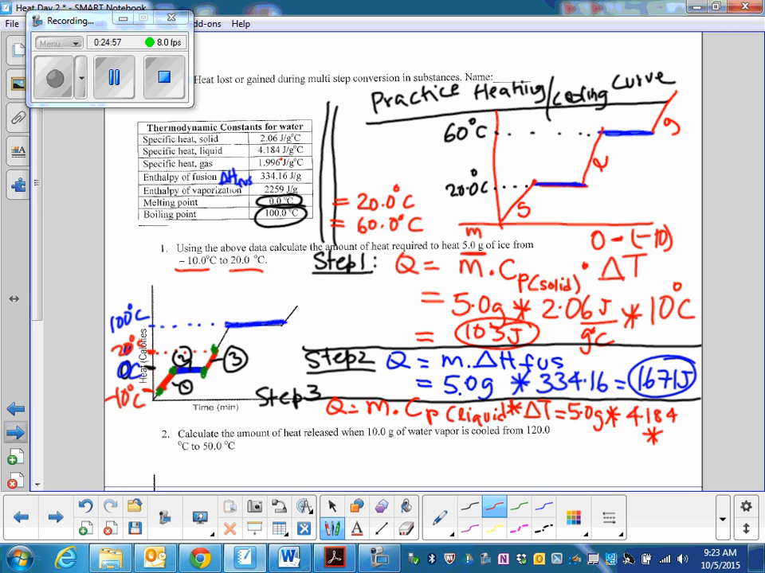Let's stop and think about delta T. Step 3. Where did it start? What temperature did it start? 0, not -10. It started at 0, and what did it end at? 20. So what is your change in temperature? 20 minus 0, which is 20. So you really have to be careful about choosing the right value and the right temperature change. Do you understand? Otherwise, you'll mess up your problem big time.